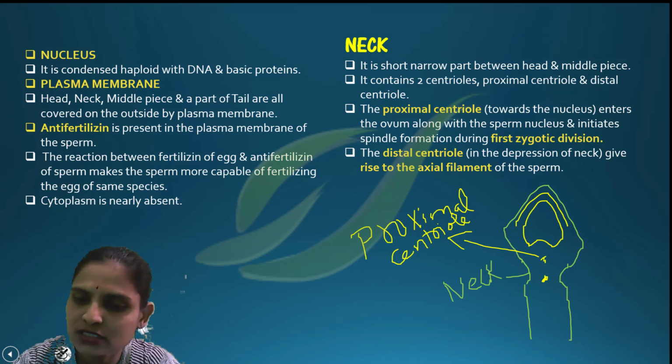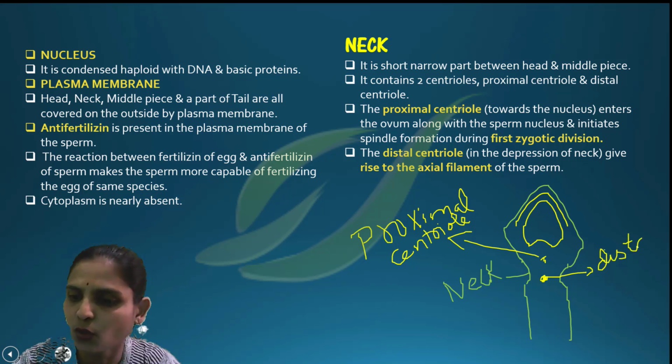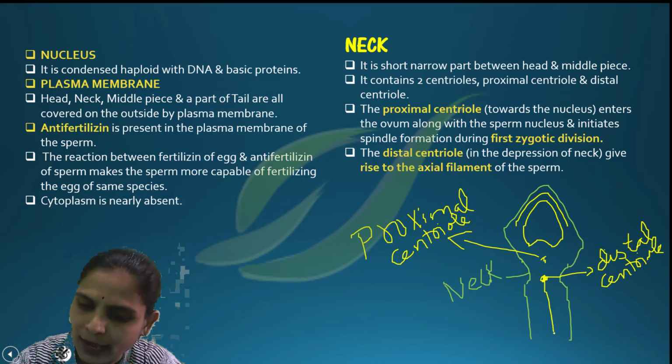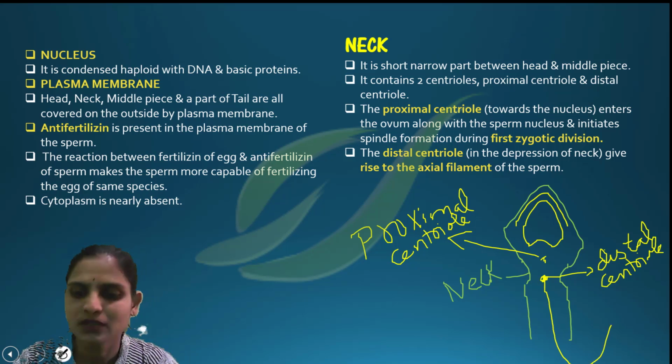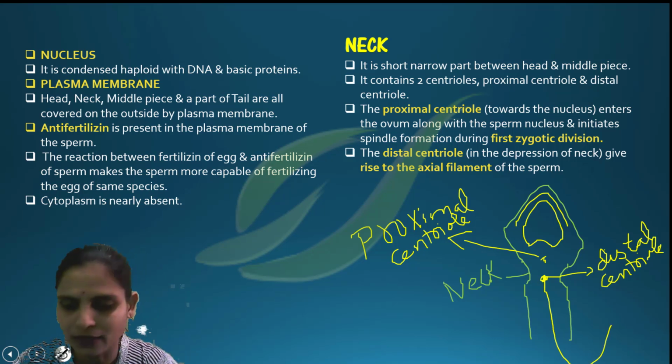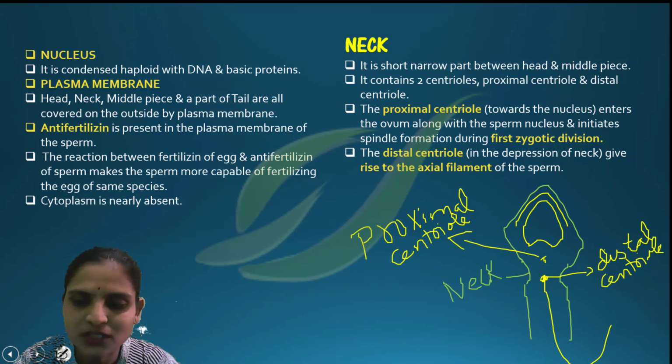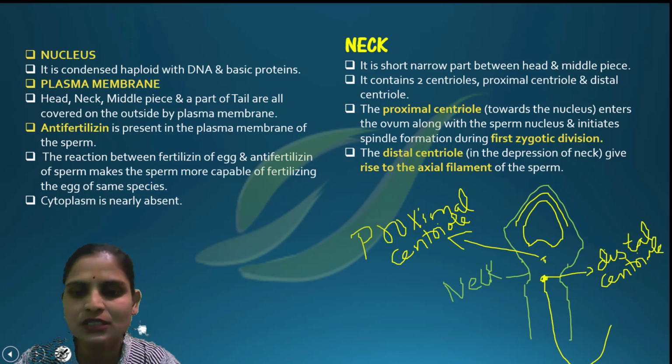Next, coming to the distal centriole. This is the distal centriole. The distal centriole will produce an axial filament, which starts from the neck region and enters into the middle piece as well as the tail. So it is continued. The distal centriole helps in the formation of the axial filament.